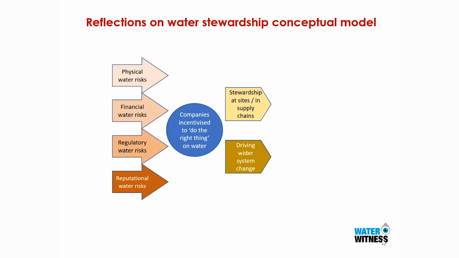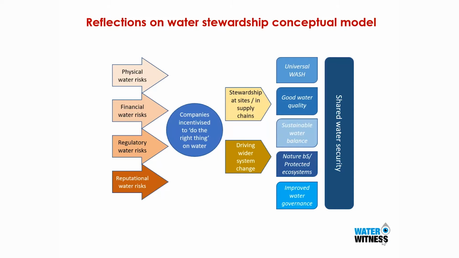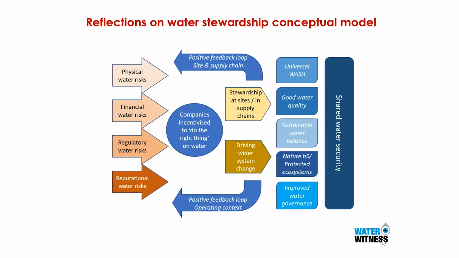So at national level, at basin level, at municipal scale, because obviously a company's water risk is determined not just by what they do, but by what happens upstream and downstream where they're using water. Now, the idea is that that engagement will drive improvements across outcomes, including WASH, pollution control, water quality, sustainable water use, nature-based solutions, protected ecosystems, and improved water governance, so that everybody has shared water security as a result. And that engagement will provide positive feedback to address and mitigate the water risks they face: physical, financial, regulatory, reputational. Yeah, both by action at a site level and beyond the site, right? So there's a positive feedback loop assumed.